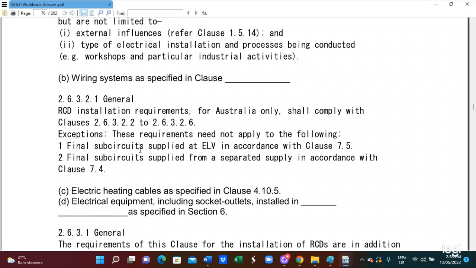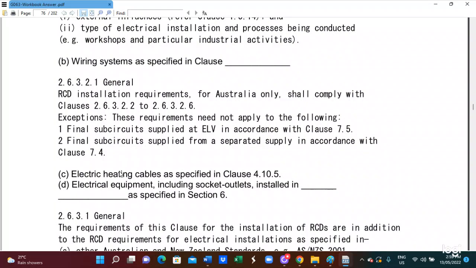So the wiring systems are specified. In this case, clause 2.6.3.2.1 is a classification of the wiring system. It includes the final circuit supplying extra low voltage, with reference to clause 7x5, or the final circuit supplied from the splitter, with reference to clause 7x4.